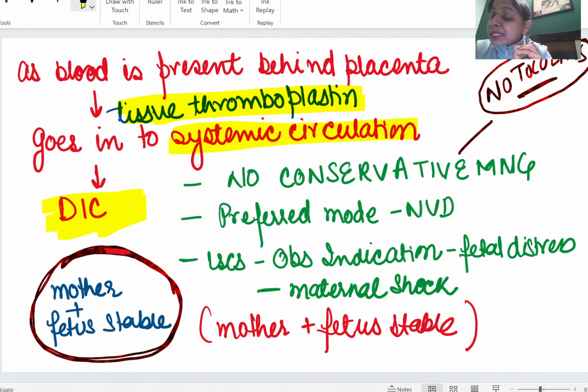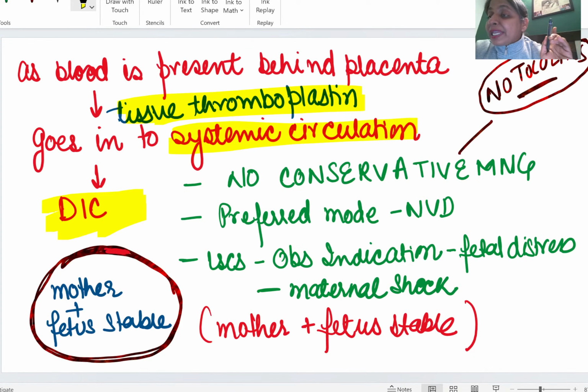You will save a life if you listen to it carefully. In abruptio placenta, there is blood behind the placenta. That blood will release tissue thromboplastin, and when this tissue thromboplastin goes into the systemic circulation, it starts DIC. This is a question of the FMG exam: what is the most common reason of DIC in obstetrics? The answer is abruptio placenta. This is a question in the FMG exam.